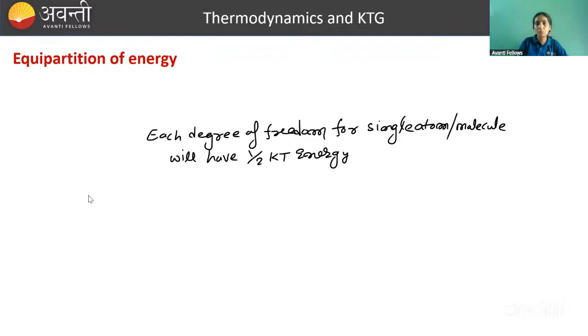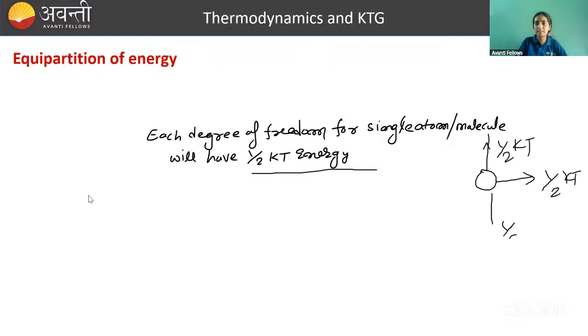So each degree of freedom for a single atom or molecule have how much energy? Half kT energy. So if I say this atom has 3 degrees of freedom, then each degree of freedom will have how much energy? Half kT. ठीक है? Half kT. And this energy is for what? One molecule or atom के लिए. If you take the same thing for one mole of atom or molecule, then energy will become half RT.